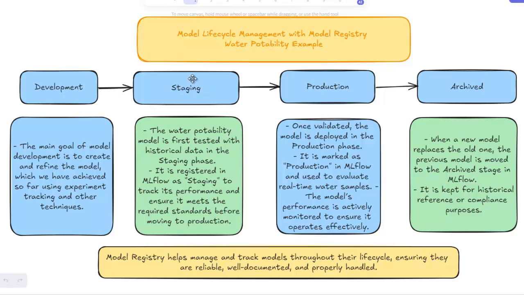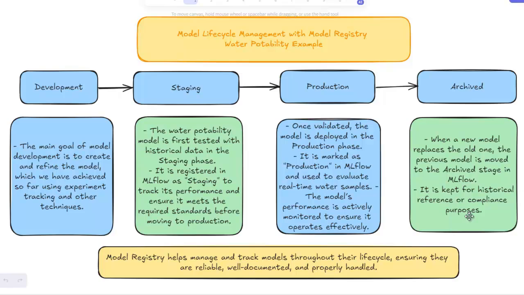After this stage, staging or testing, the model moves to the next stage, production. Once the model is validated, it is deployed in the production phase. It is marked as production in MLflow and used to evaluate real-time water samples. The model's performance is actively monitored to ensure it operates effectively. After production, the model may move to the archived state, which is when a new model replaces the old one. The previous model is moved to the archived stage. In MLflow, it is kept for historical reference or compliance purposes. Again, that we will discuss shortly.